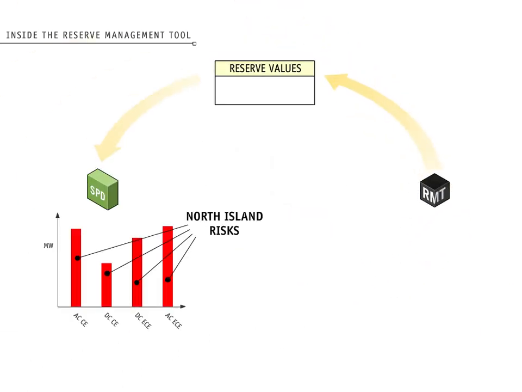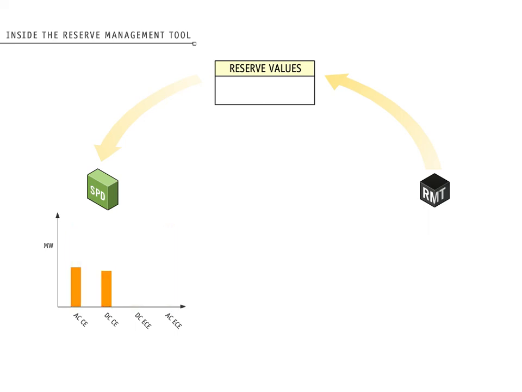RMT sends the NFR values back to SPD to offset the real-time risk. A simple formula to remember is that FIR required equals the identified risk minus its calculated NFR for each type of risk. And the more NFR that is available, the less FIR is required. In this case, North Island ACCE requires the most reserve, so FIR is scheduled to cover the ACCE risk in the North Island.